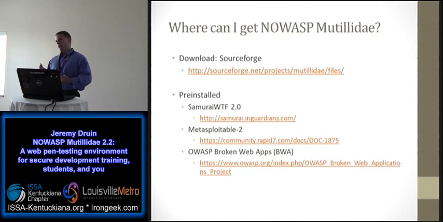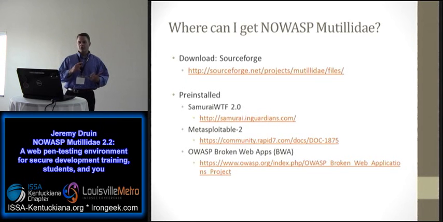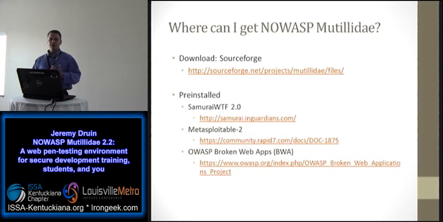So where can you get it? Well, one of the easiest ways to do it is to find these pre-installed installations. Samurai has it already pre-installed, and that platform was just recently upgraded to 2.0 a few months back. The nice thing about Samurai is it comes as a bootable DVD, but you can install it if you want. Also, it has a very large selection of web pen testing tools pre-installed onto the Linux, along with, I believe, about 4 different vulnerable applications.